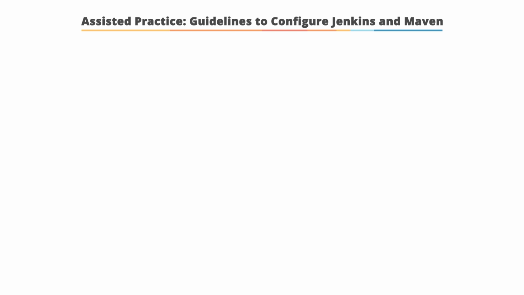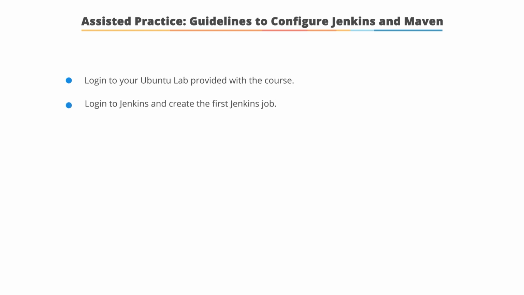Let's recap the important steps. Assisted practice, guidelines to configure Jenkins and Maven. Number 1, log in to the Ubuntu Lab provided with the course. Number 2, log into Jenkins and create the first Jenkins job. Number 3, install and configure Maven. Number 4, configure Jenkins with Java, Git, and Maven.